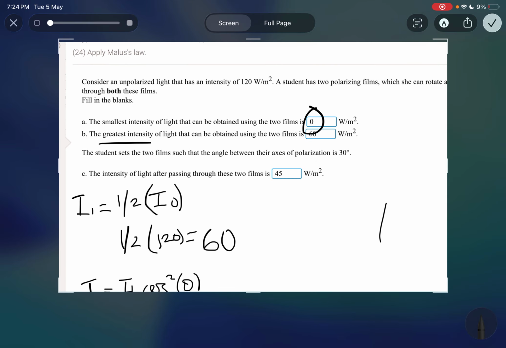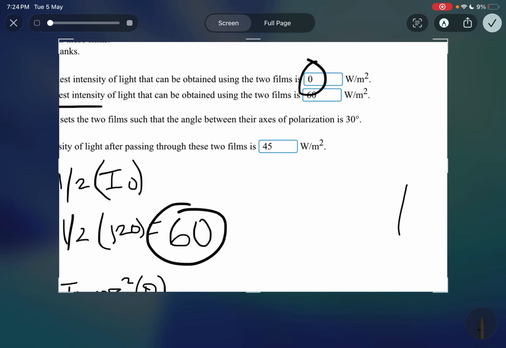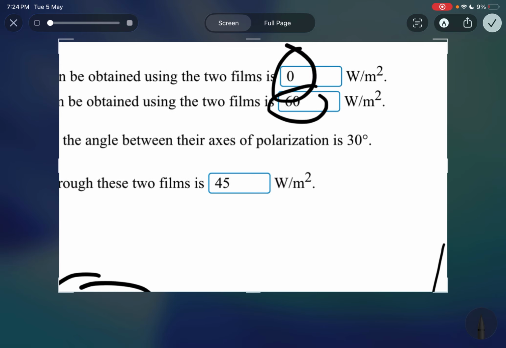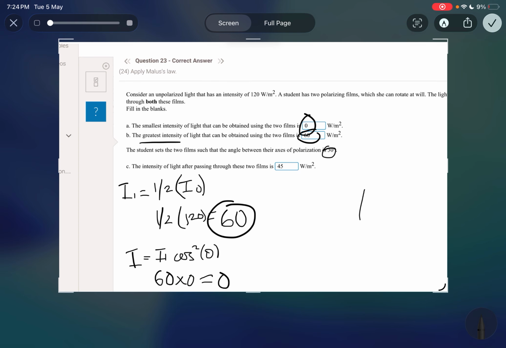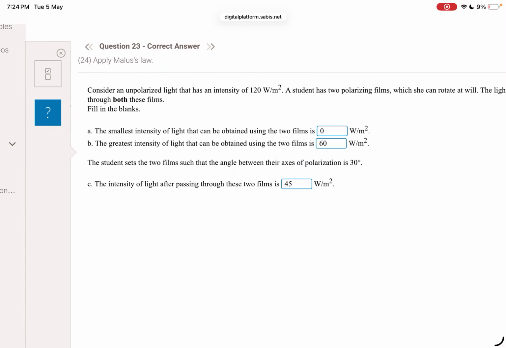And then the greatest intensity of light, we found it, which is 60. And then part C, they said the intensity of light after passing through the film, so you do 60 times, they said the angle is 30, so you do 60 times cosine squared of 30, which is equal to 45, and that's it. So yeah, that's question number 23. Moving on to question number 24.